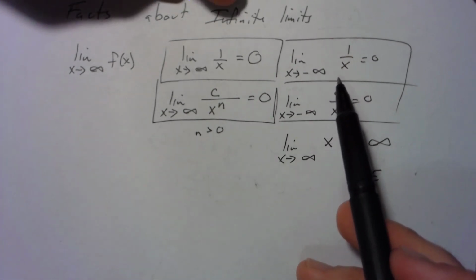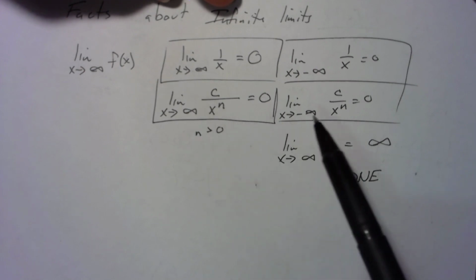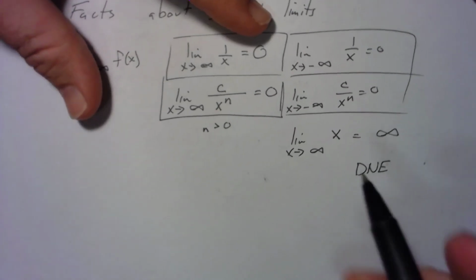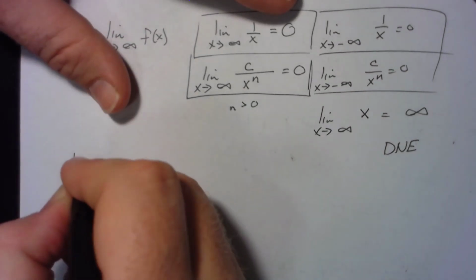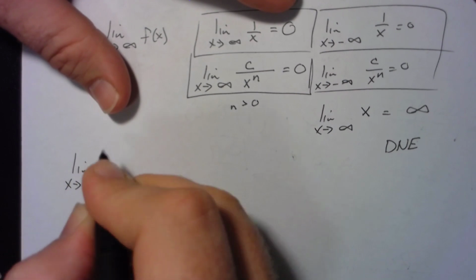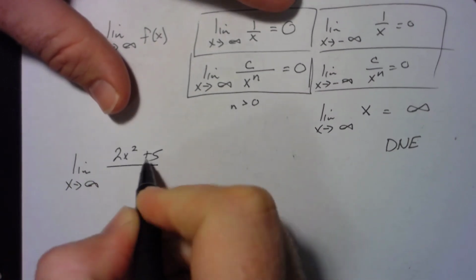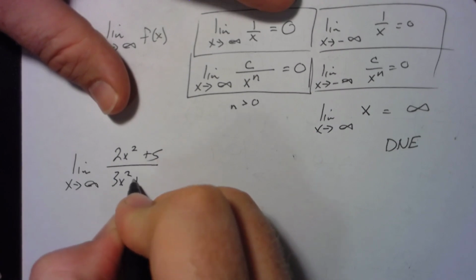So the argument here is that these are the only limit values that we can actually apply. Factoring won't work, conjugate won't work, common denominators won't work. So when we look at our first example, the limit as x approaches infinity of 2x squared plus 5 divided by 3x squared plus 1.